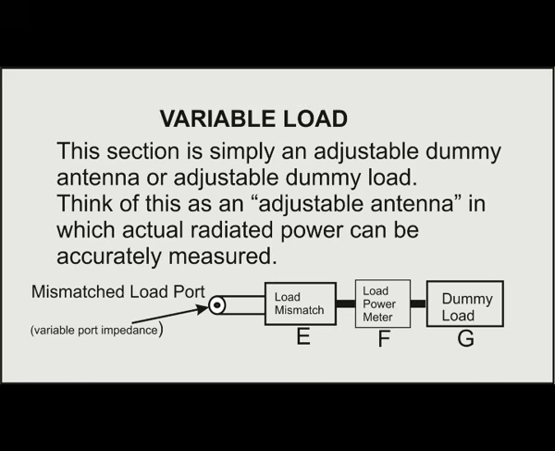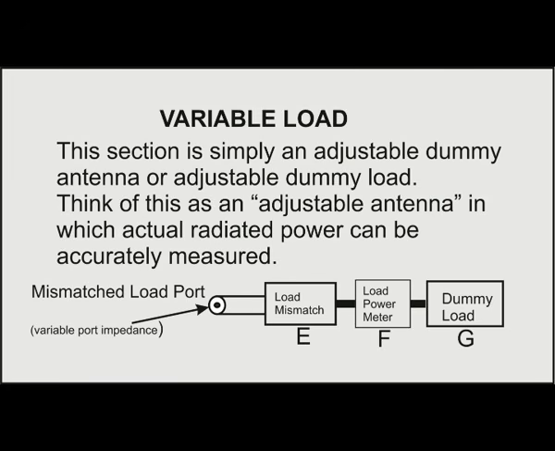This is my variable load, or my adjustable load. This section is simply an adjustable dummy antenna or adjustable dummy load. Think of this as an adjustable antenna in which the actual radiated power or power applied to the antenna can be directly measured. I do that by using a coaxial dynamics power meter with a 50-watt slug right ahead of the dummy load, which is 50 ohms. So the coaxial dynamics power meter is seeing the load impedance that it's designed for. It's seeing a 50 j0 dummy load.